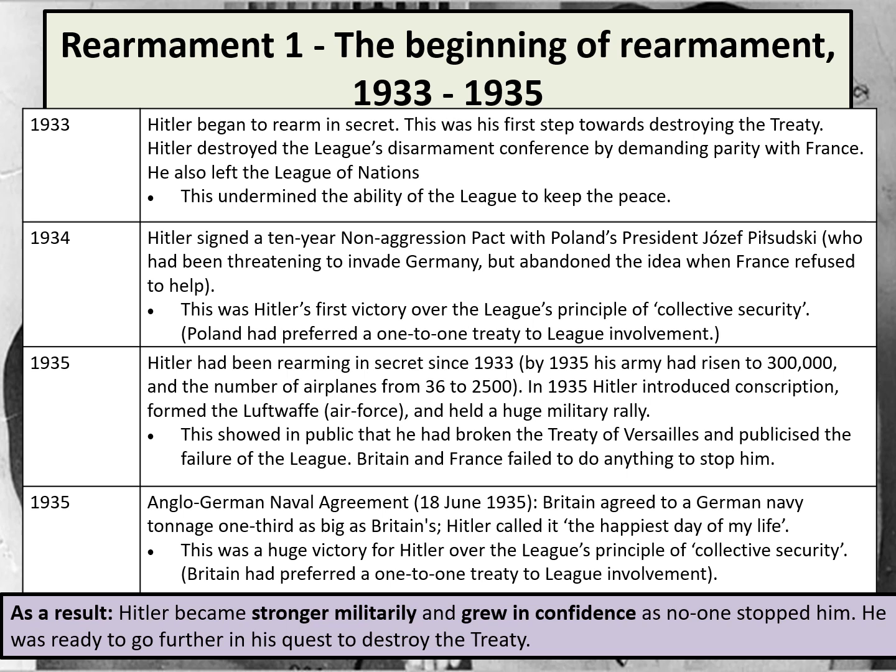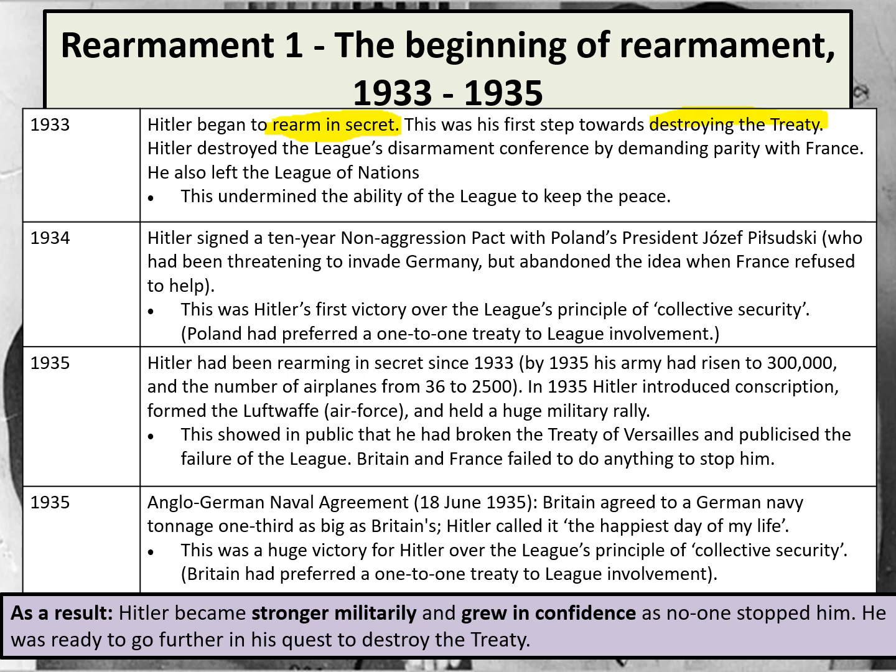Okay, let's get straight into rearmament then. So Hitler came to power in January of 1933 and he began immediately to rearm Germany in secret. Now, the reason that he did it in secret to start with, of course, is at this point he knew that he could easily be stopped. So this was his first step towards destroying the treaty.